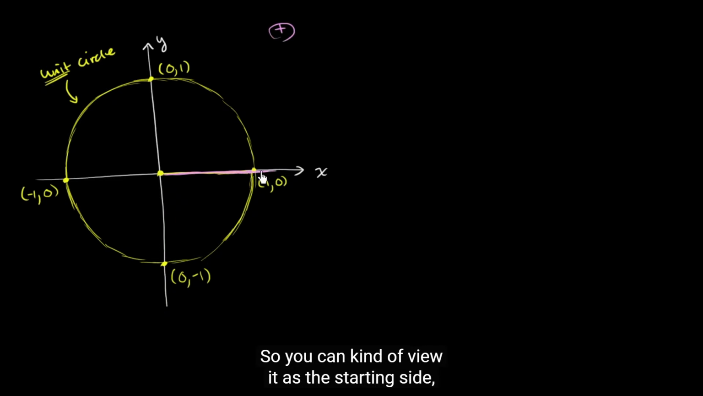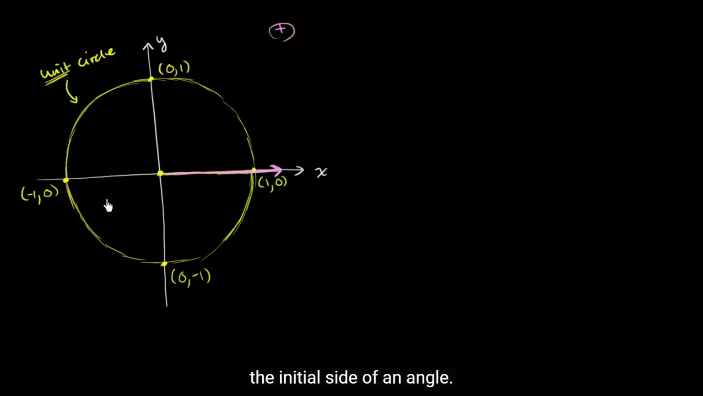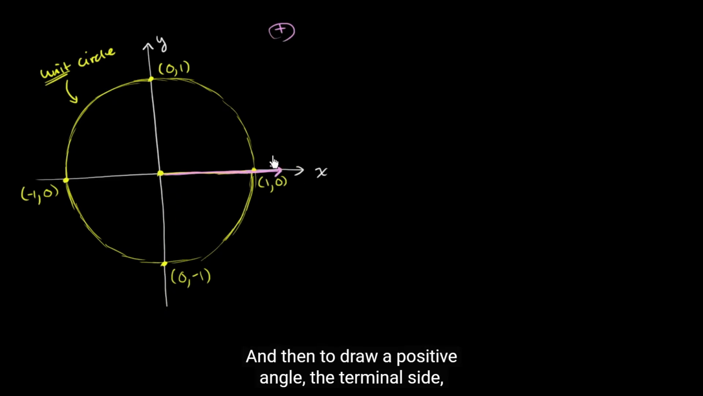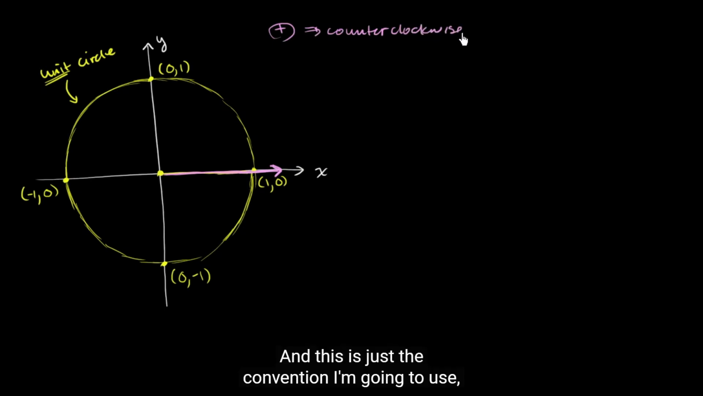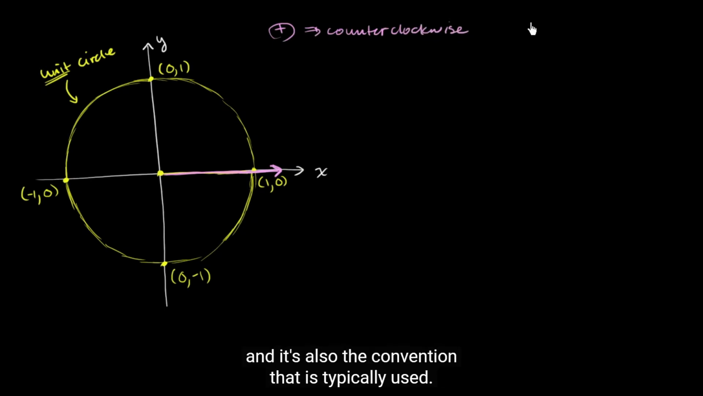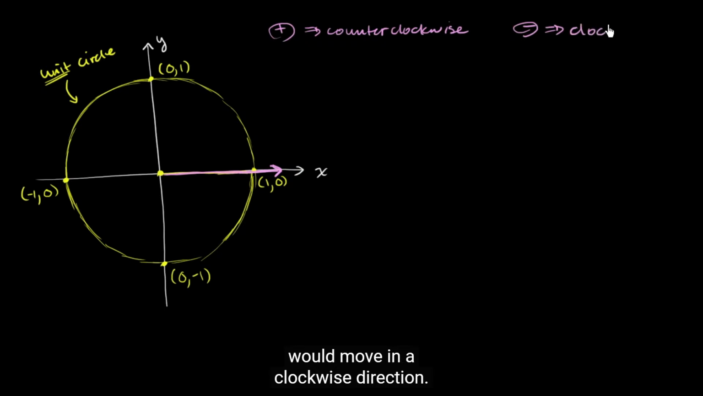You can view this as the starting side of the angle, the initial side. And then to draw a positive angle, the terminal side, we're going to move in a counterclockwise direction. So positive angle means we're going counterclockwise. This is just the convention I'm going to use, and it's also the convention that is typically used. You can imagine a negative angle would move in a clockwise direction.